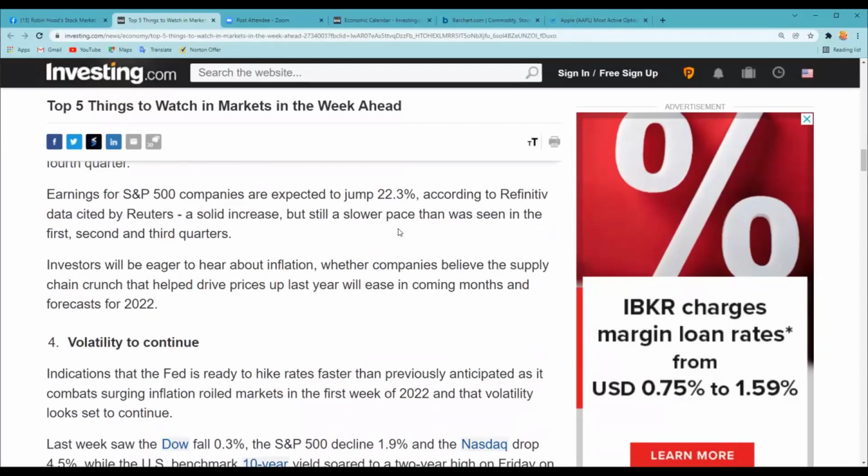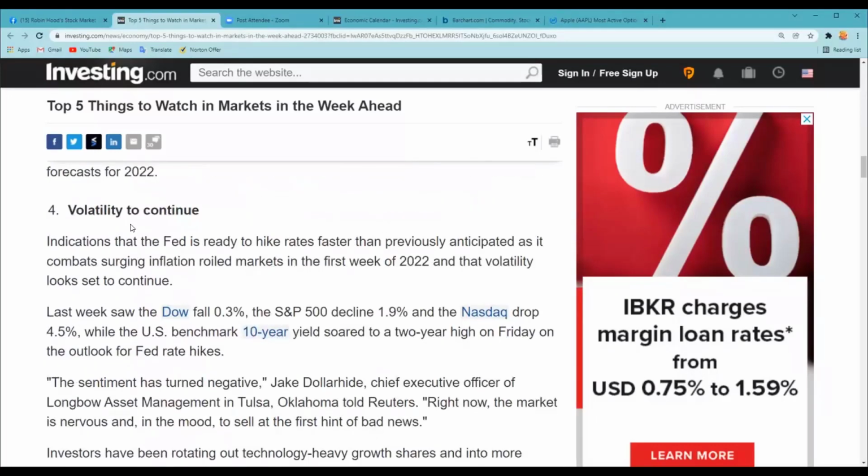Earnings for the S&P 500 companies are expected to jump 22.3%, according to data cited by Reuters. A solid increase, but still a slower pace than was seen in the first, second, and third quarters. Investors will be eager to hear about inflation, whether companies believe the supply chain crunch that helped drive prices up last year will ease in coming months, and forecasts for 2022. So that's going to create a lot of volatility this week.